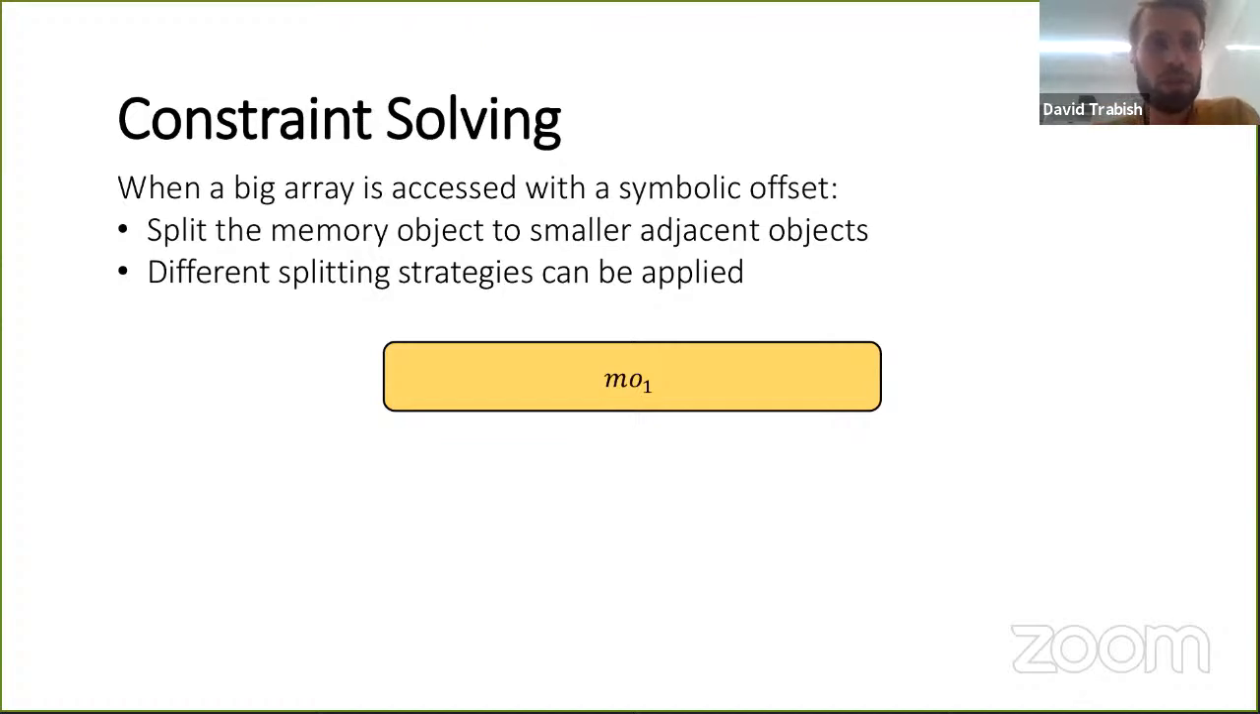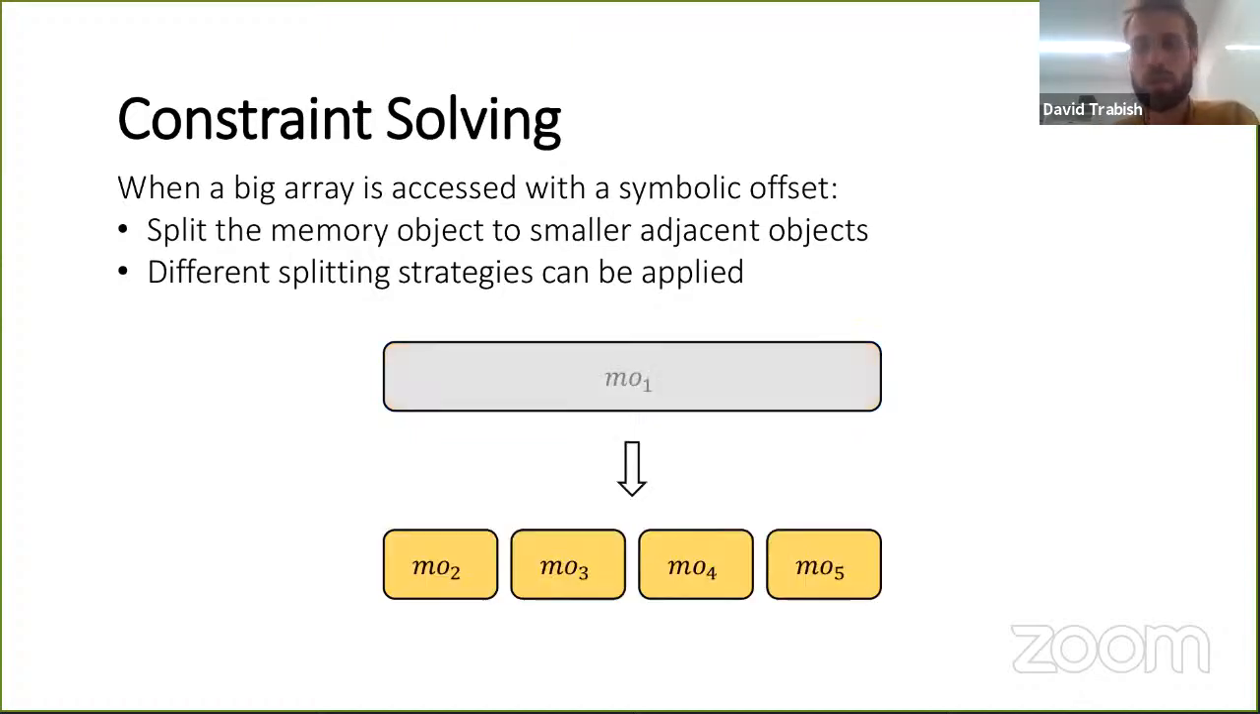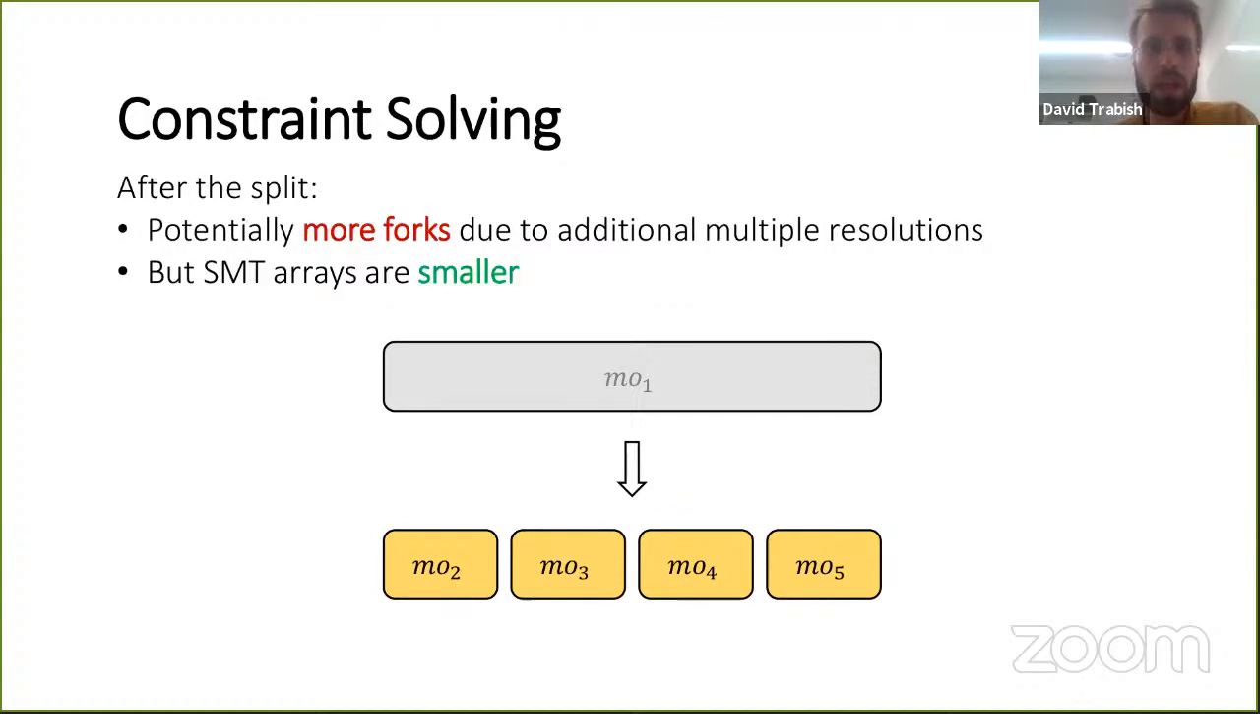So if during symbolic execution we detect such an access, then we can split this object into smaller adjacent objects. And of course, we can use different splitting strategies. For example, the simplest one is just splitting into smaller objects of equal size. After this split, a pointer that previously pointed to the original object may now point to any of the new small objects.